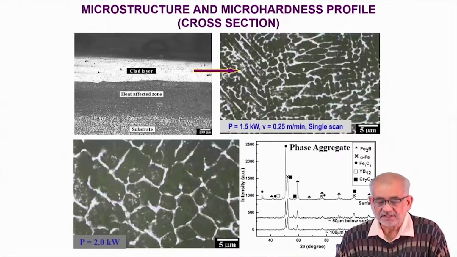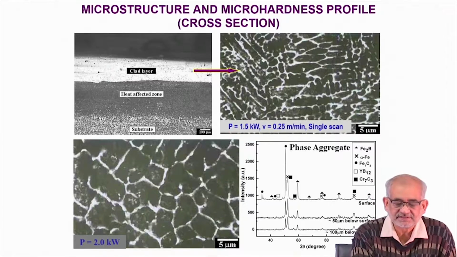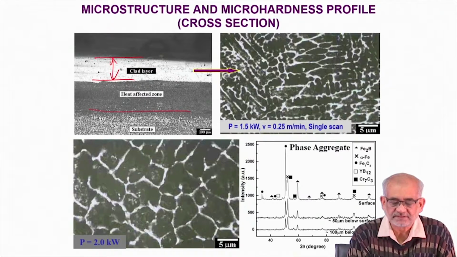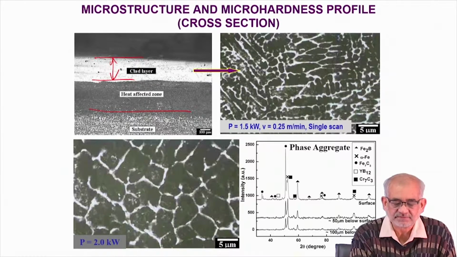So typically, on the cross section, this is the kind of clad layer thickness that you develop. On top of that there will be a heat affected zone, but in this heat affected zone obviously there will be some amount of intermixing. So this is the substrate, this is the heat affected zone, and this is the clad layer, and a very little area where you will have some intermixing in the semi-molten state.